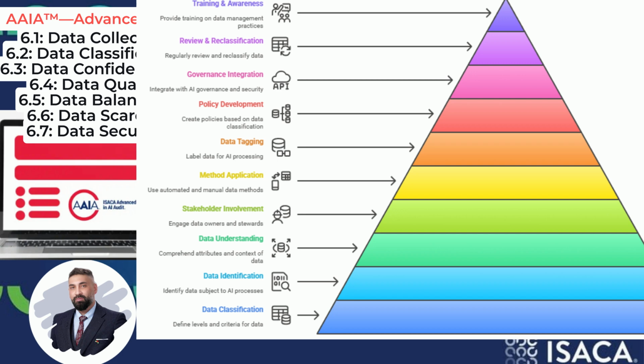Understand data attributes and context. Analyze the specific attributes within each dataset and understand the context in which the data was created and will be used by the AI. Involve data owners and stewards. Data owners and stewards have the best understanding of their data and should be central to the classification process. This aligns with the accountability principles in data governance.